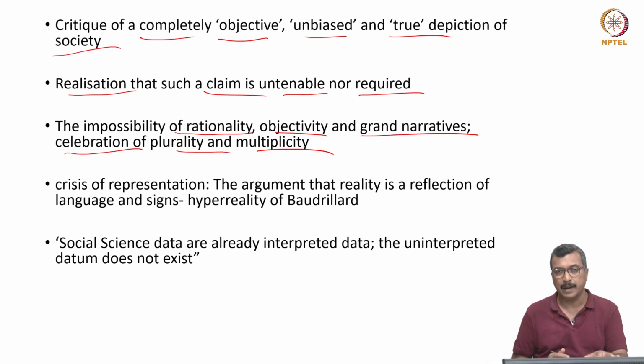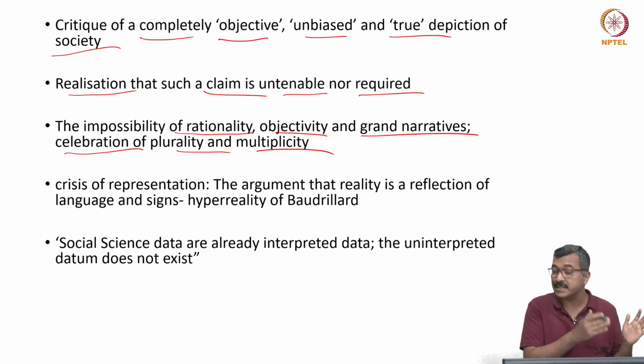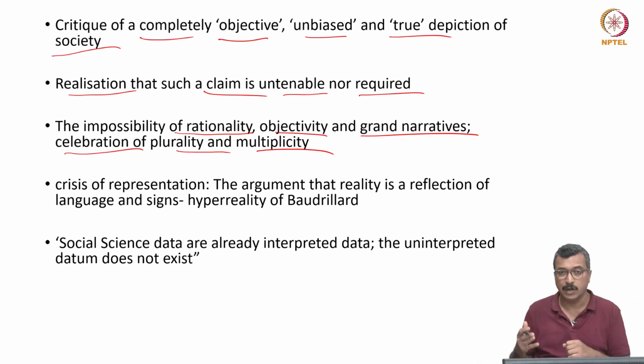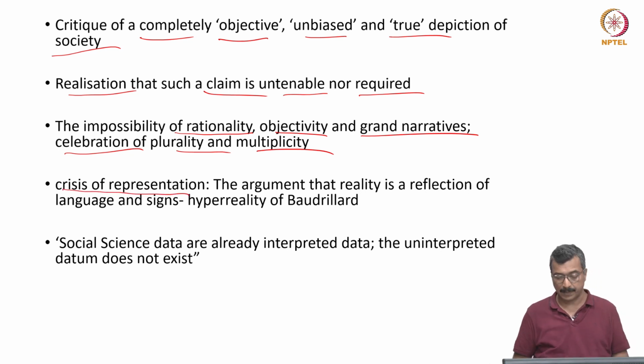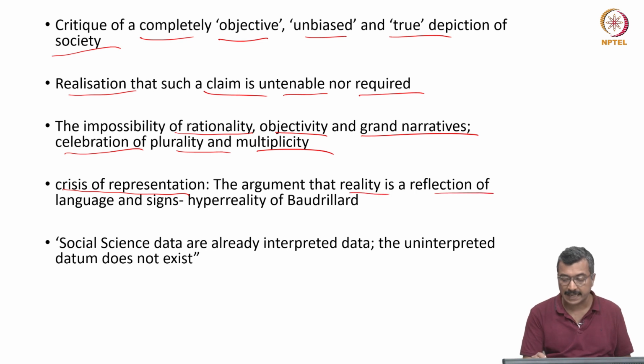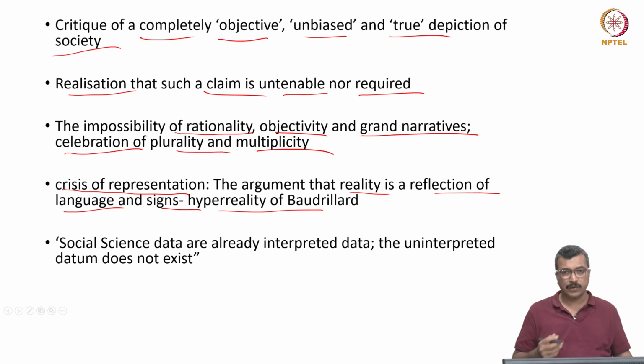I'm not going into that, but keep it in mind that there's a huge paradigm shift from a very normative and positivist understanding of social science into a postmodernist understanding, and it also is followed by a crisis of representation. The argument that reality is a reflection of language and science, the hyperreality of Baudrillard. So there are a lot of very deeply philosophical arguments about the question of representation. Okay, the question of representation: how do we capture the reality and how do we represent that?